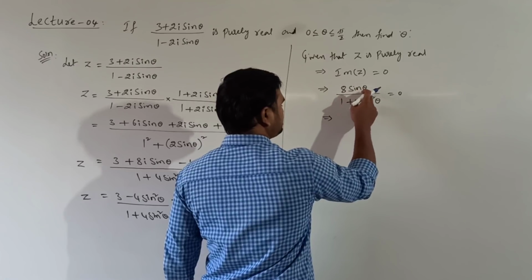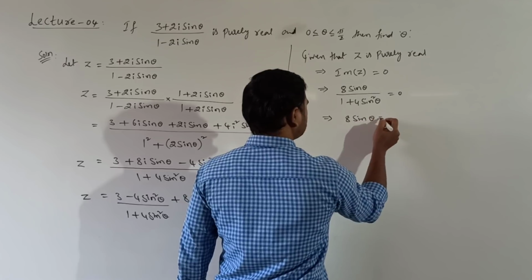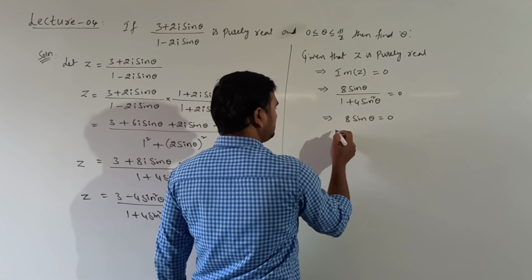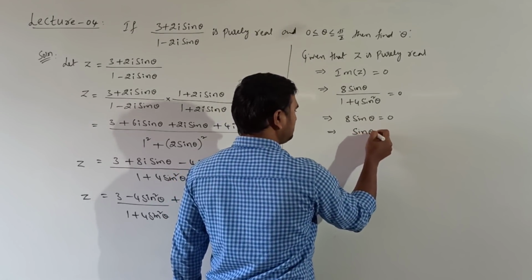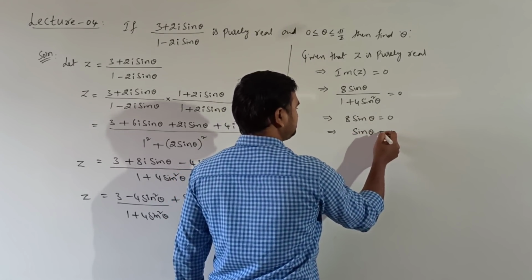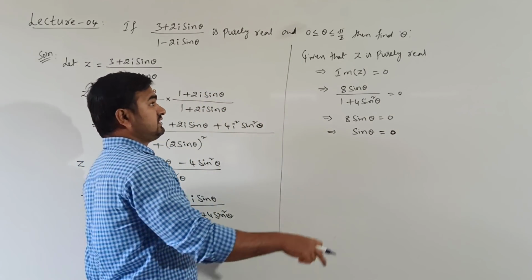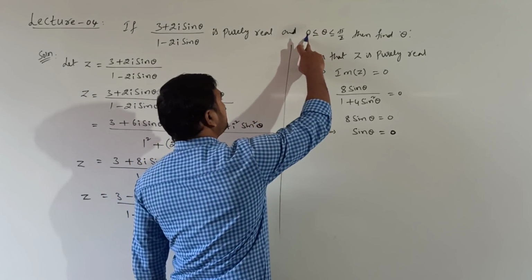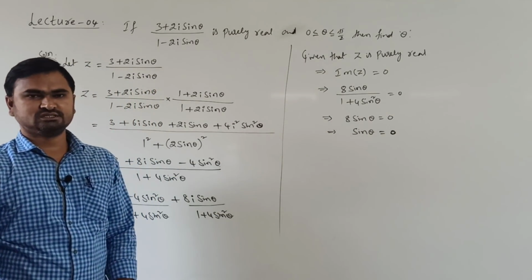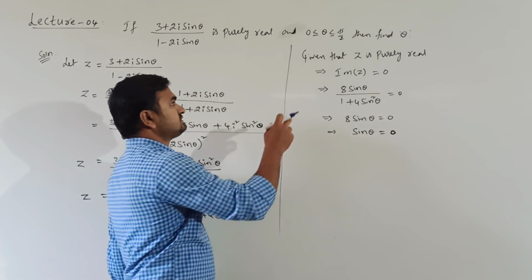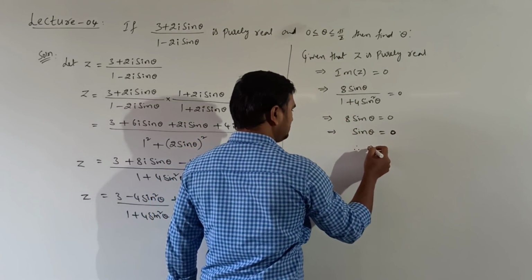Solving, 8 sin theta by this is 0 means cross multiplying, 8 sin theta is 0 into this, which will become 0. 8 sin theta 0 means divide by 8, so sin theta will be 0 by 8, which means 0. So sin theta is 0. What will be the theta value? Observe, given that theta lies between 0 to pi by 2, in the first quadrant, including 0 and including pi by 2.